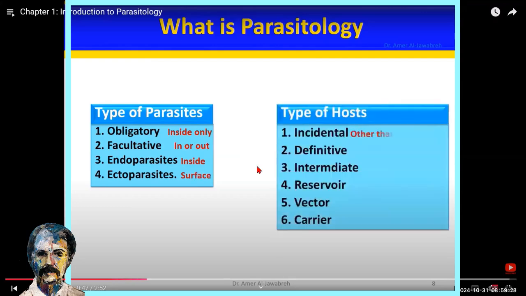We have types of hosts. What do you mean by host? It's us. It's the place or the creature or the living thing that the parasite lives on or gets inside, or on the surface. The first one is incidental. What is incidental? Incidental, like accident. So these are accidental or incidental.